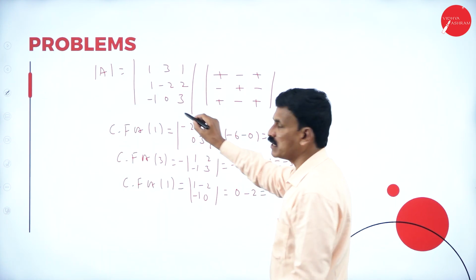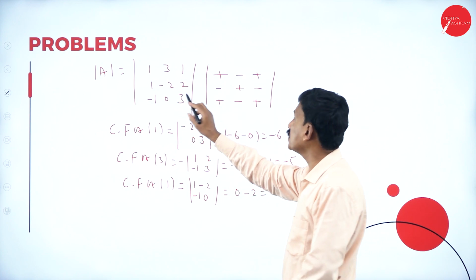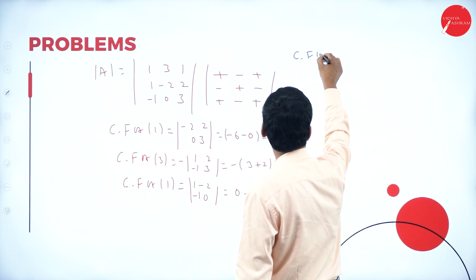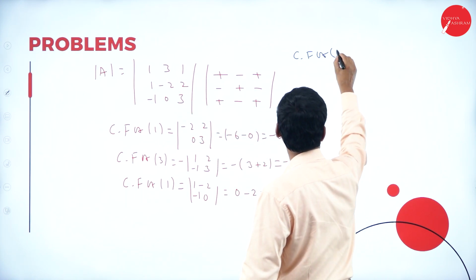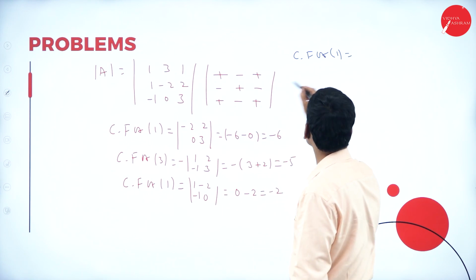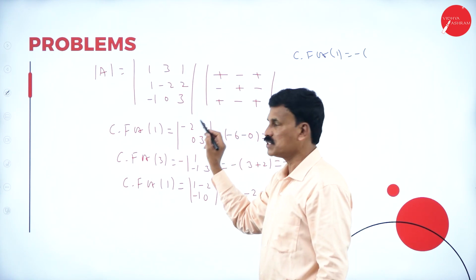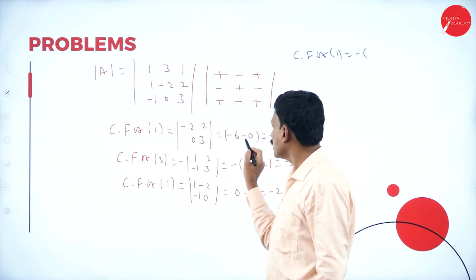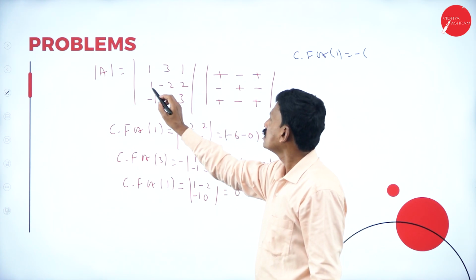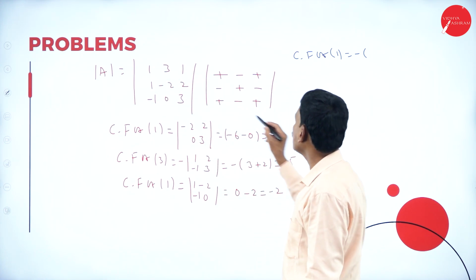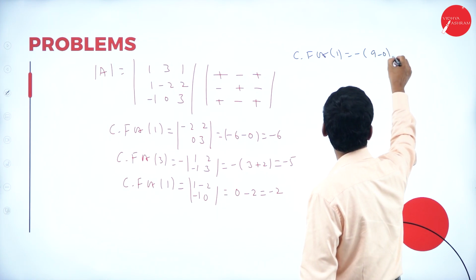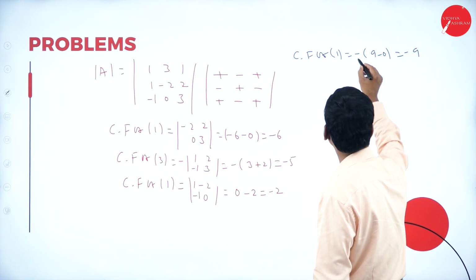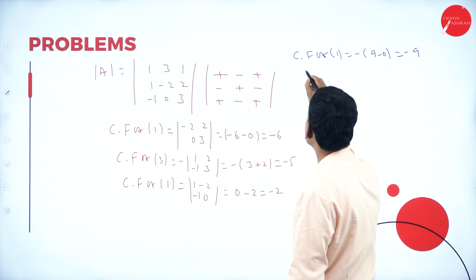So let us similarly find out the cofactors for the second row. Cofactor of the second row, first element, that is 1, is equal to, what is the sign? It is minus. Instead of doing this step, I'll reduce one step and straight away do it like this. So this is gone. 3 3s are 9 minus 0. 9 minus 0 is equal to 9. Minus into plus, it is minus 9.